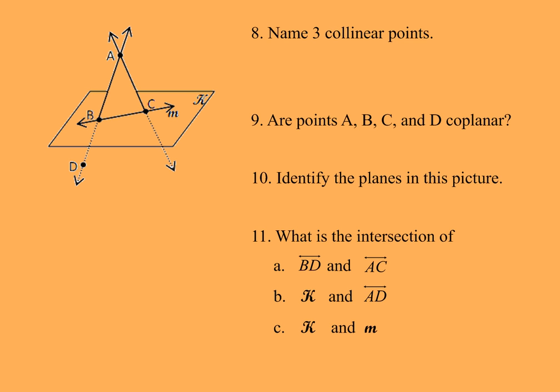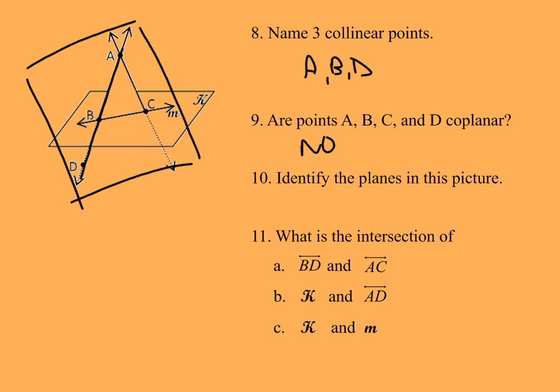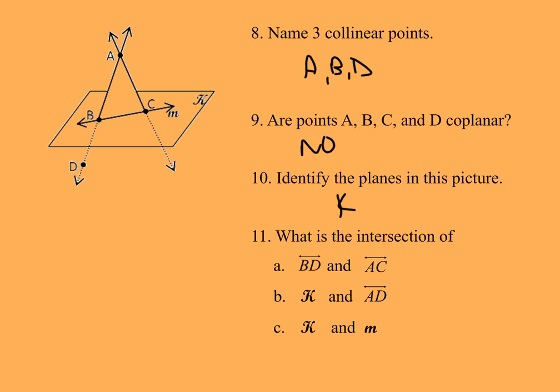Name three collinear points. Well, these are all on one line, so I'm going with A, B, D. Are points A, B, C, D coplanar? Technically, you could draw a plane that would encompass all of them, but for right now, we're going to say no. Identify the planes in this picture. Well, we have plane K, and that's about it.